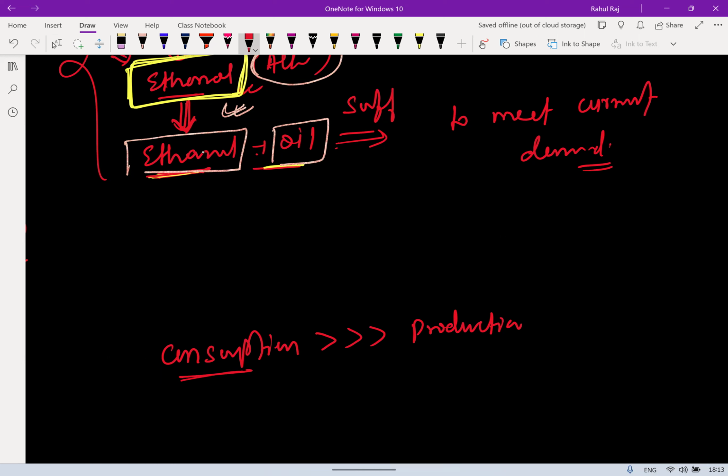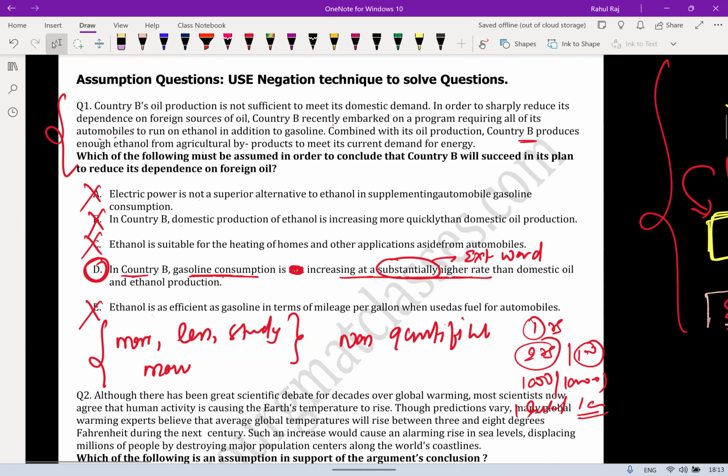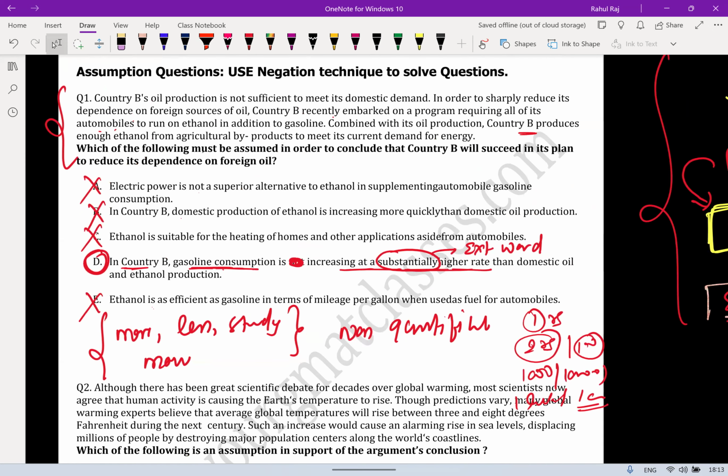At a substantially higher rate, and that's the reason I've given three signs. So if consumption is increasing at a much faster pace than production, then they will have to import. It breaks my conclusion. If I negate my answer choice, it should 100% break my conclusion. And that's what is happening. So this is the right answer.